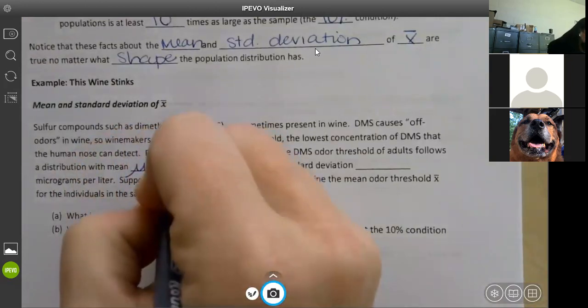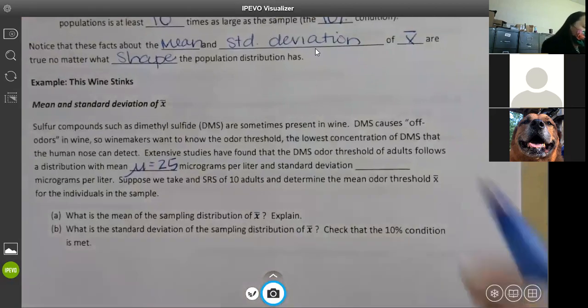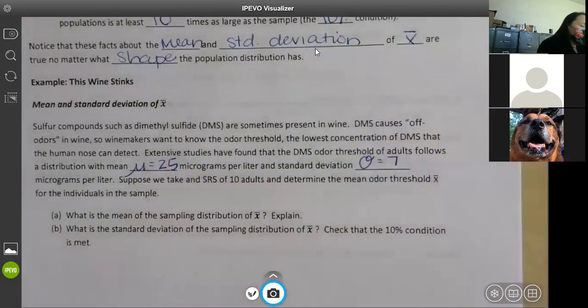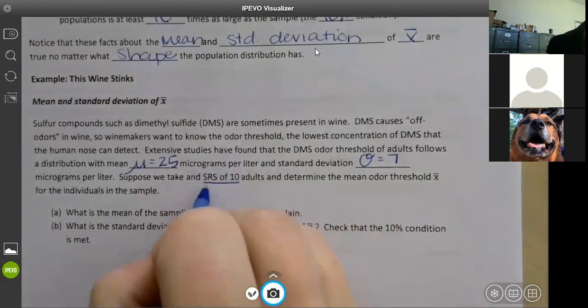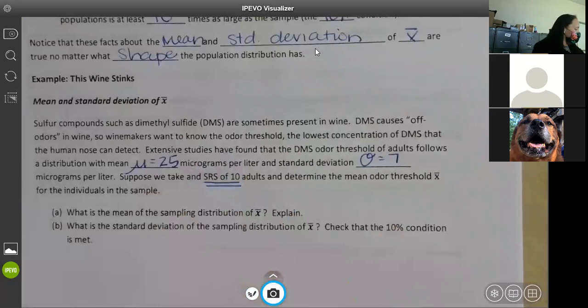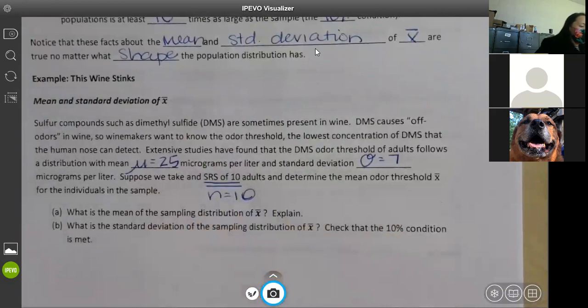What does mu mean again? Nope. Population. Mu is your population. Micrograms per liter, and standard deviation of 7. So remember, population is the O looking thing, and then sample standard deviation is S sub X. Okay, so don't forget that. Suppose we take an SRS of 10 adults. That's important. That gives us what? N equals what? Perfect. And determine the mean odor threshold X bar for the individuals in the sample.